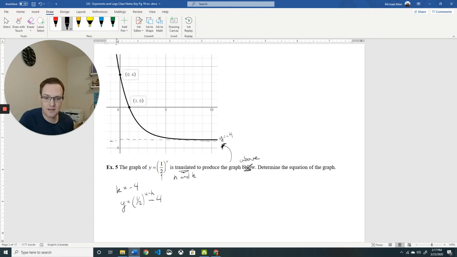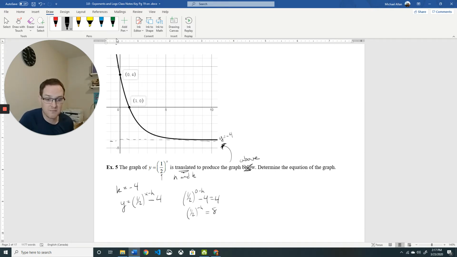Let's just say I pick the, let's put the 0 in. So let's say I put 0 into this equation, minus h. I need to get 4 out. So I'm going to rearrange this. I'm going to add that 4 over to the other side. Just simplify this slightly. Now we've got to figure out what the h value has to be to make this work.